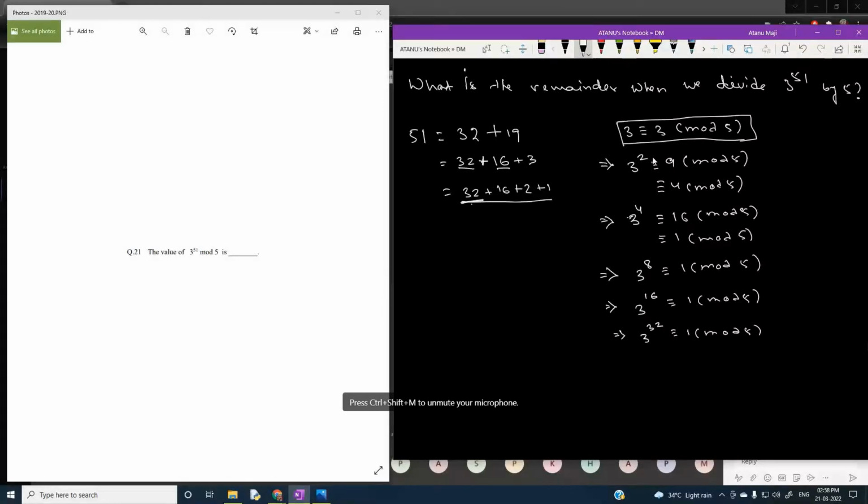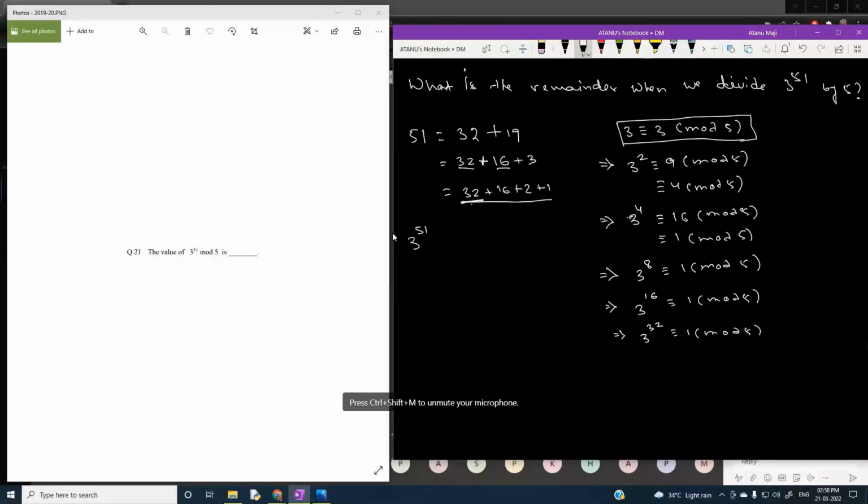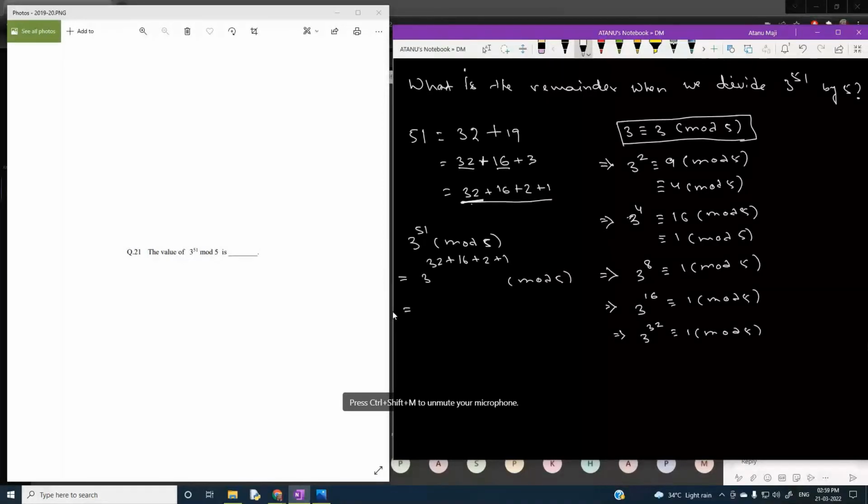After that the remaining problem is very simple. What do you have to find? We have to find actually 3 to the power 51 modulo 5. Now we have already broken this 51 in terms of this summation. So I can write this as 3 to the power 32 plus 16 plus 2 plus 1, and there will be mod 5. Now you know that a power of a summation means we can take the power product. So that should be 3 to the power 32 into 3 to the power 16 into 3 to the power 2 into 3 to the power 1, and there should be modulo 5.